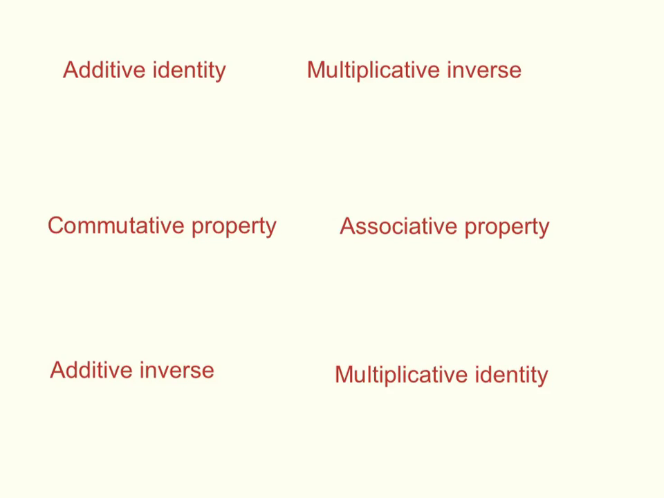The first one I'm going to do is additive identity. That is when you have a number, like the number 4, and you add 0 to it, and you get the same number that you started with. So this is how you'll notice it: there's a plus, and there's also a 0. That will clue you in that it is additive identity.